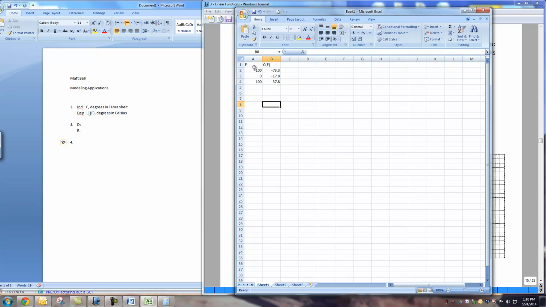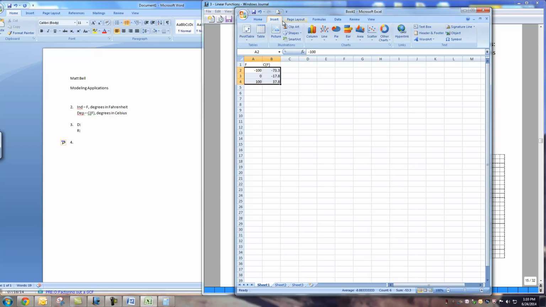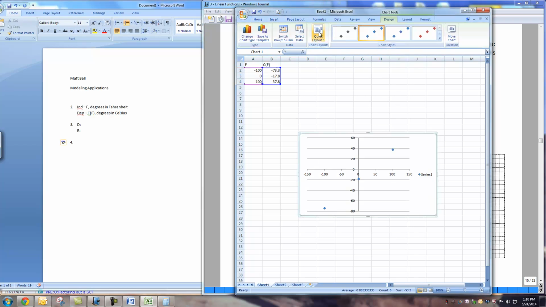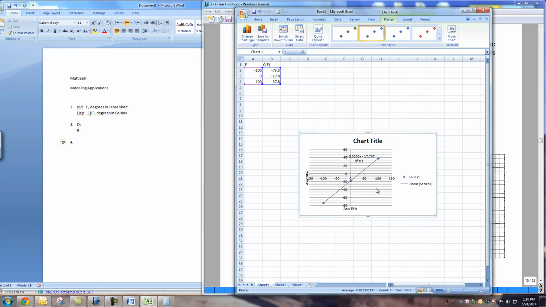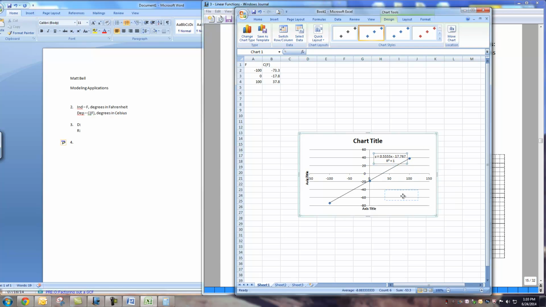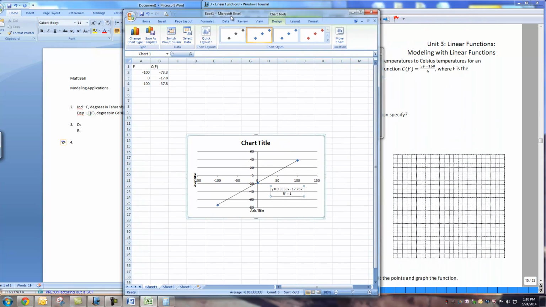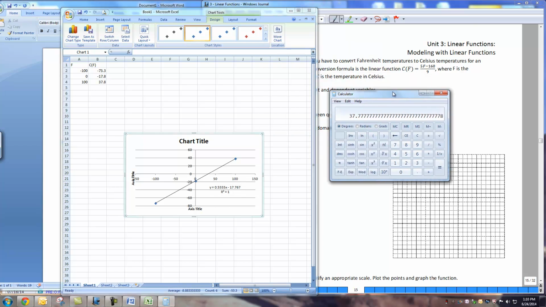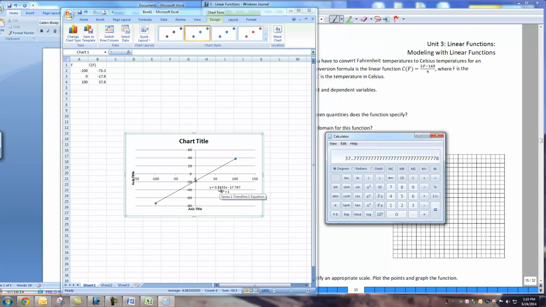Now you can keep going if you wanted to. But what I'm going to do is graph these 3 points by doing insert, scatter, and then always go to layout 9. Delete that off. Notice, does this function match our function? Not really. Ours looks a little bit different. How come? Well, this has 0.5555 for the slope. Ours has the slope of 5/9. Well, what's 5 divided by 9? Well, look, it's 0.55555, so that's where this slope comes from.